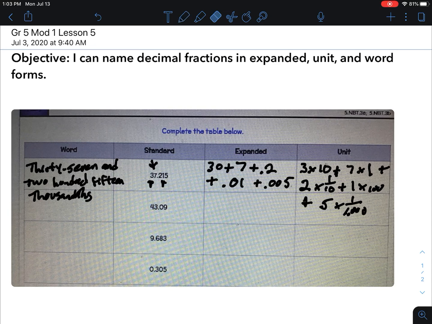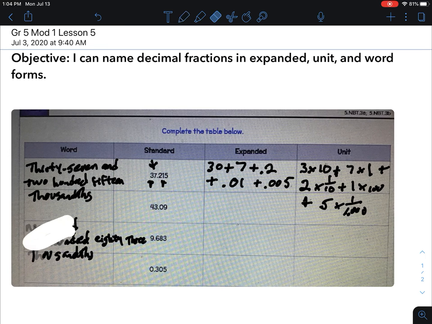All right, so word form, again, if you can pronounce it, you can write it. So it's 9 and, the decimals, and 683, sorry, it's hard to write with this stylus. 683, and that 3 ends in the thousandths with a THS place. So 9 and 683 thousandths is how you'd write that.